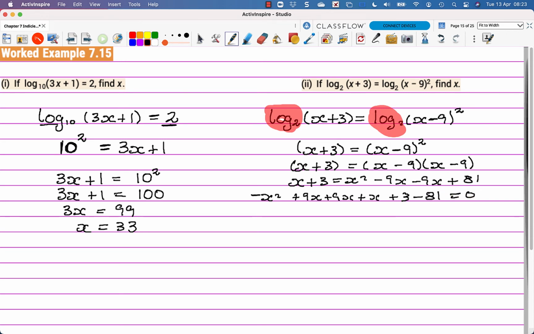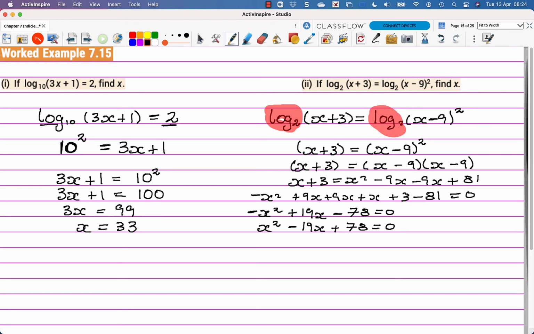So we recognize it's a quadratic equation, so we brought everything to the left hand side. x squared plus 19x minus 78 is equal to 0. And now we're going to change all the signs. x squared minus 19x plus 78 is equal to 0. And what we now need to do is solve this quadratic equation.